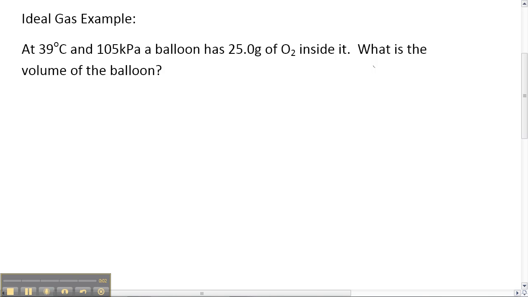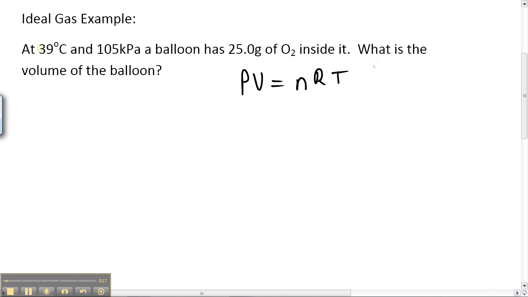Okay, this example is another one with the ideal gas law. So the formula we're going to use is PV equals nRT.